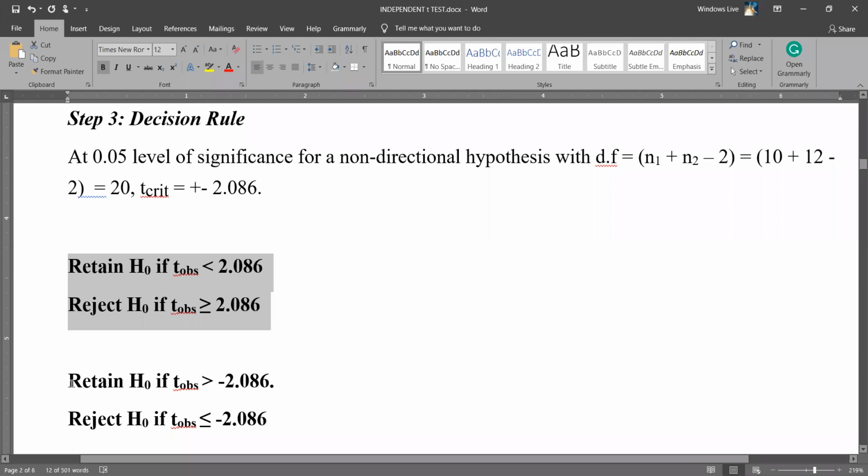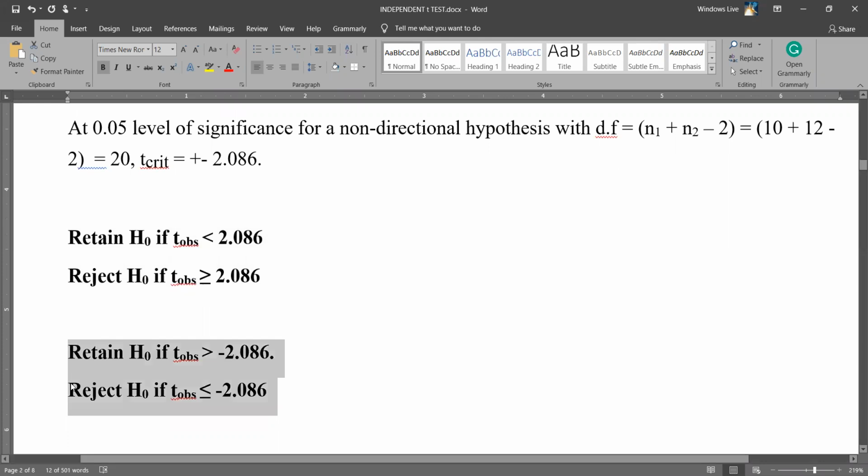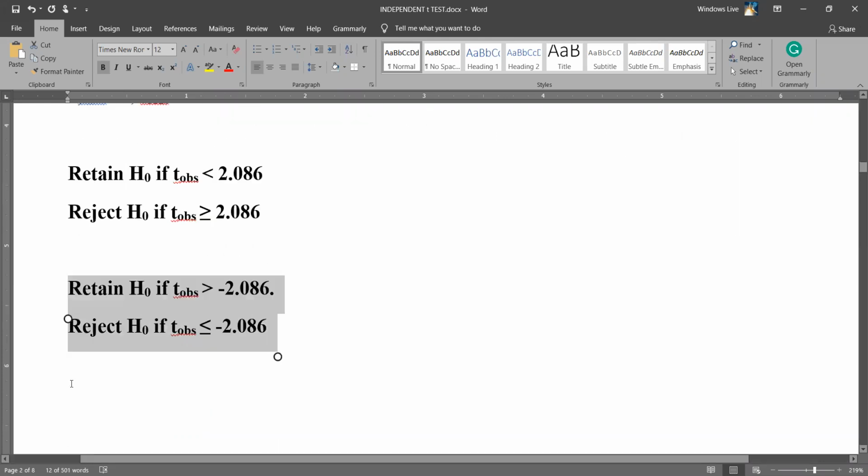But in situations whereby they also said males perform worse than females, then we would have known that group 1's value will be negative, or the value that we will be computing will be negative. So the decision rule that we will be stating will be only the negative decision rule.